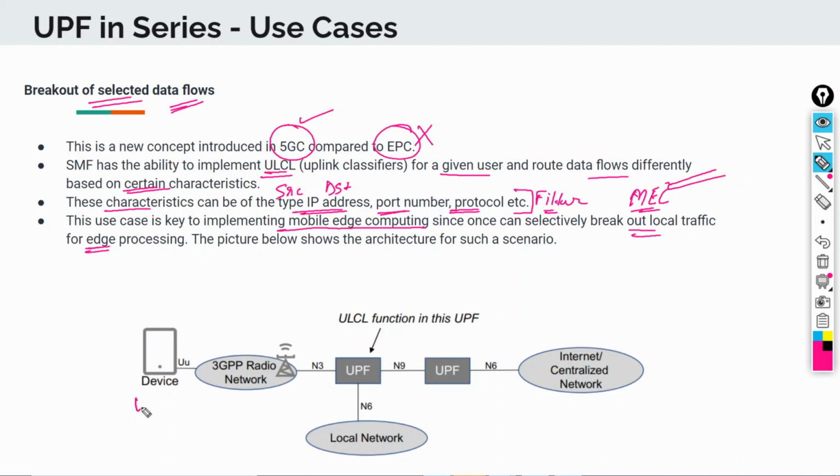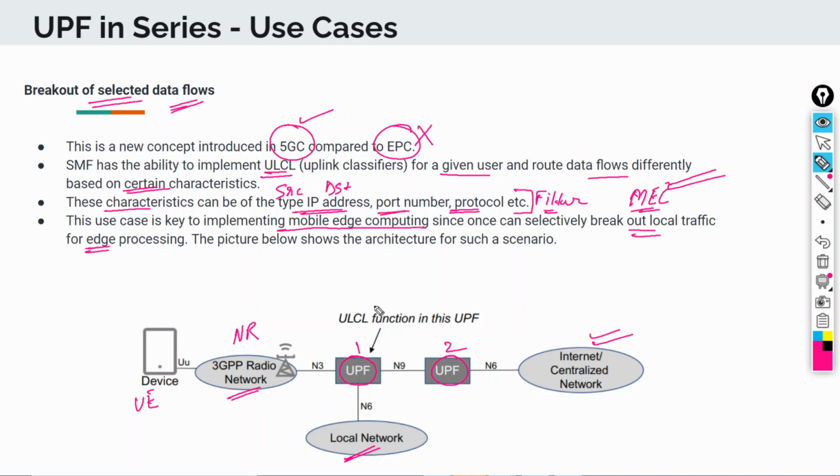So you have your user equipment here. This is connected to your New Radio, also your 3GPP radio network. This radio network is connected to your user plane function, and there is a second user plane function here as well, and this is connected to your external network, right? And then you also have a local network.